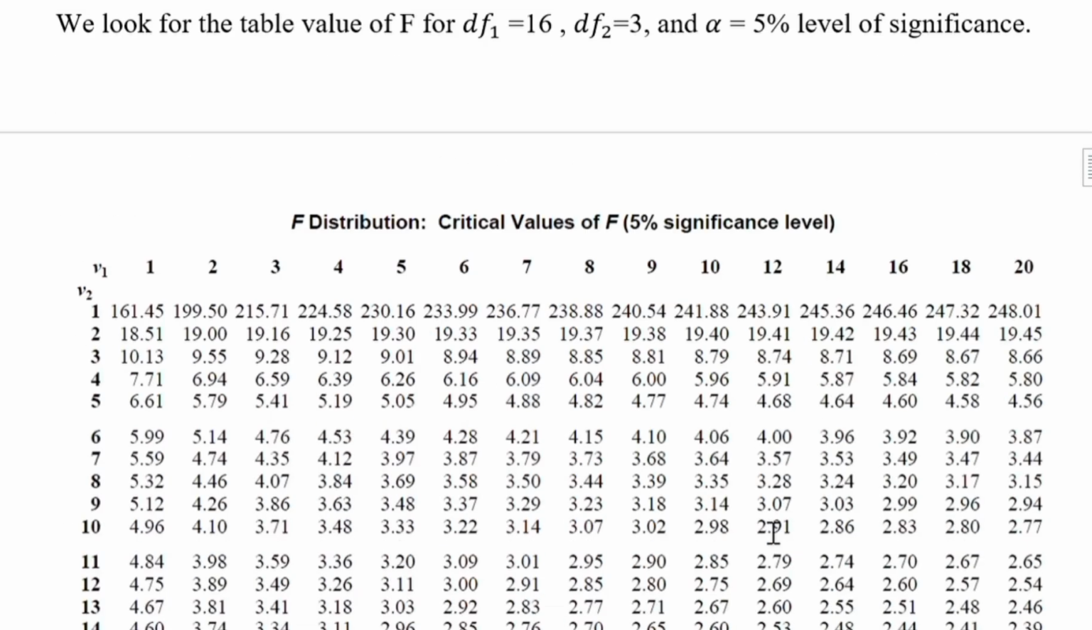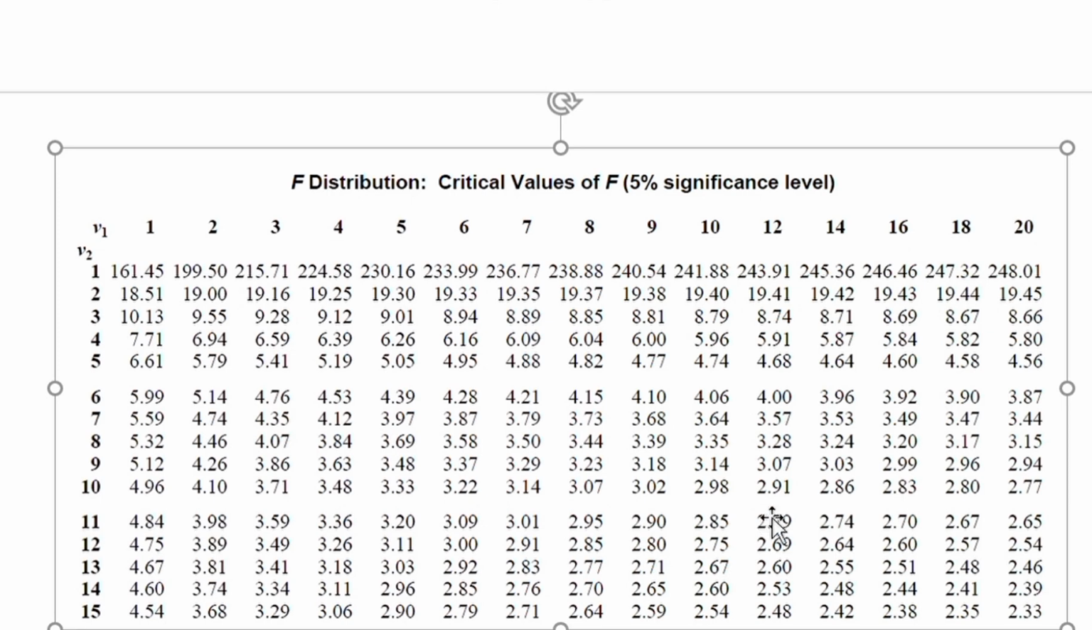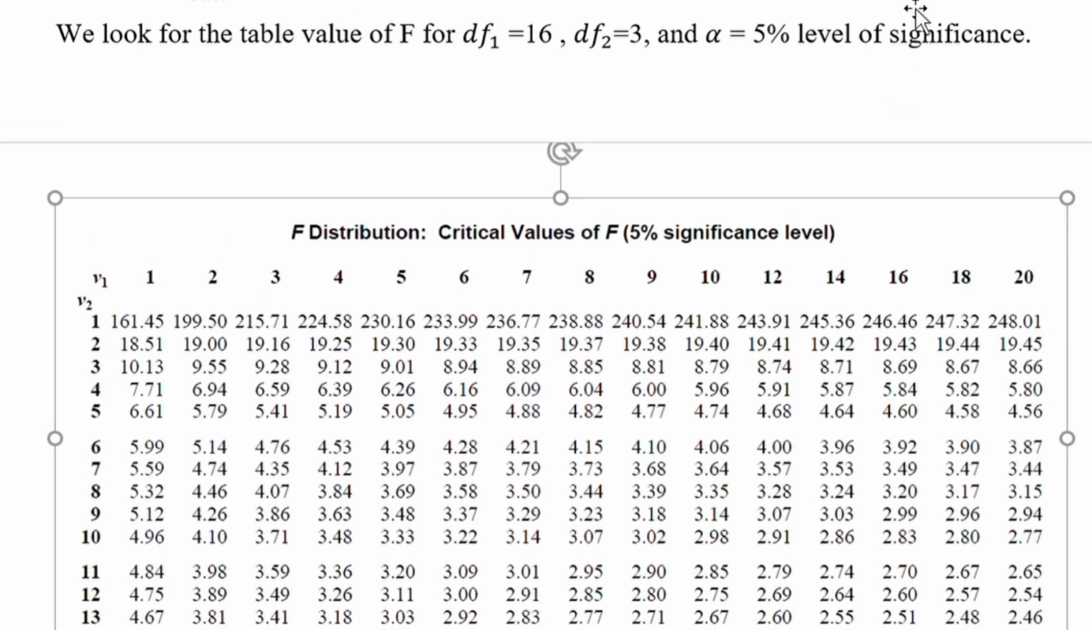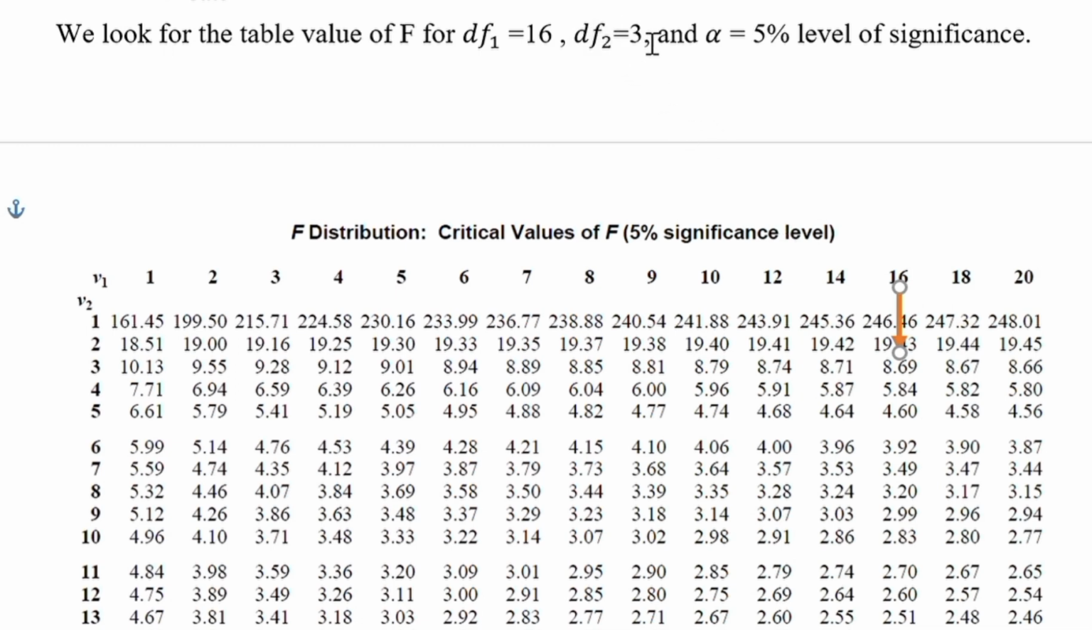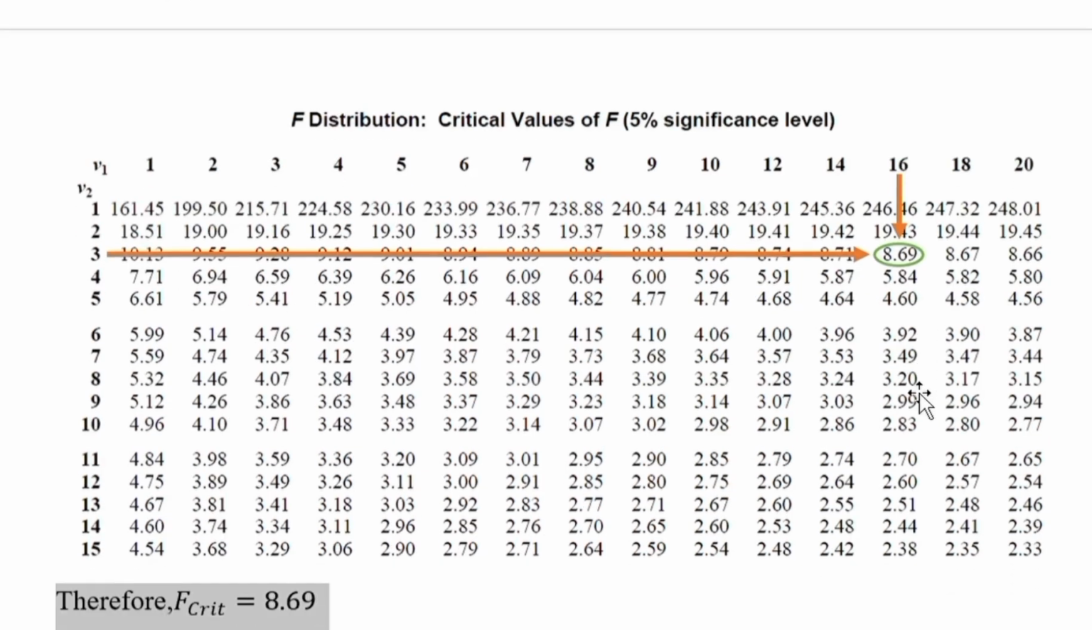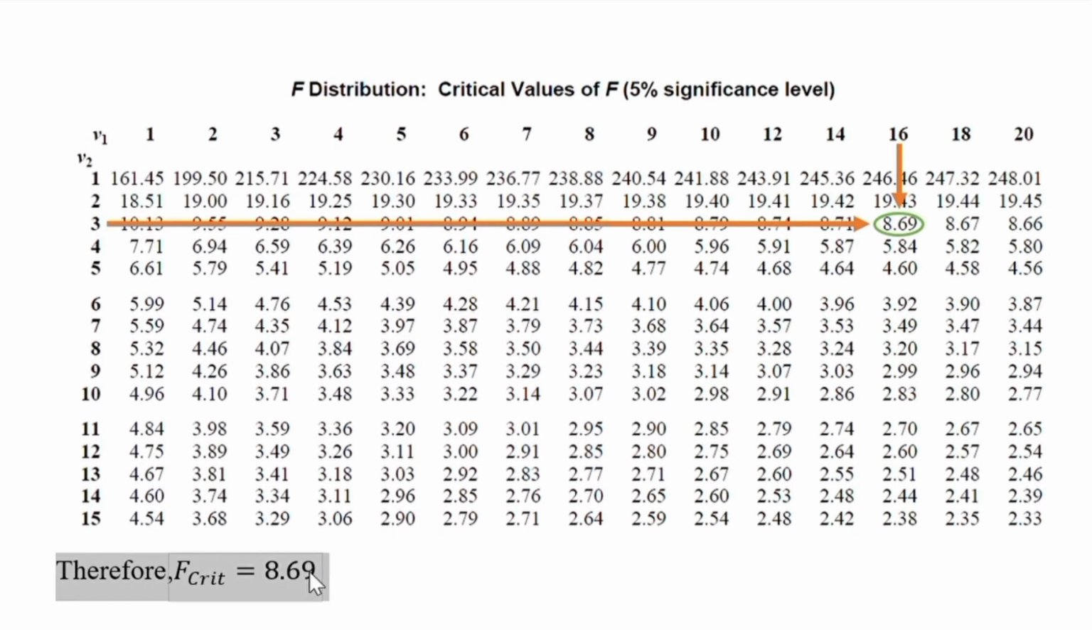Then we go to the table. Here is the extract of the table. You can see it's at the 5% significance level, so it corresponds to what we have here. Now df1, which is 16, you look for it across. Here it is. Then move downward under df2. So look for df2, it is here, move across. The intersection of that gives you this figure here, 8.69, and that is F critical. So our F critical is 8.69.